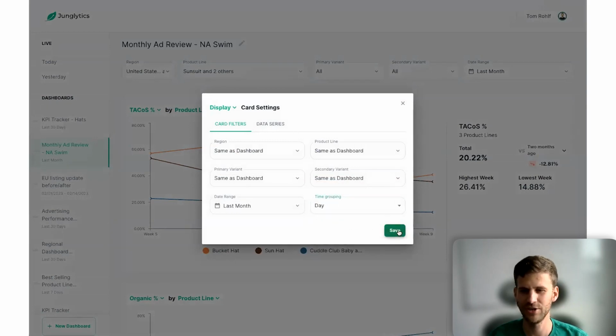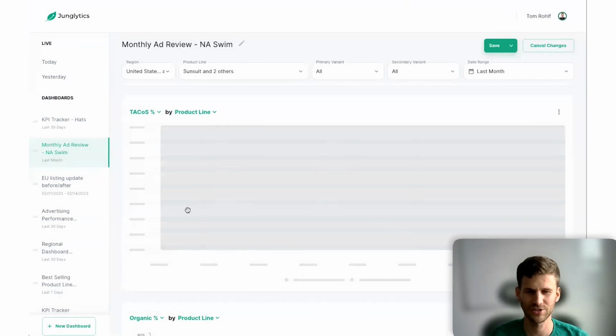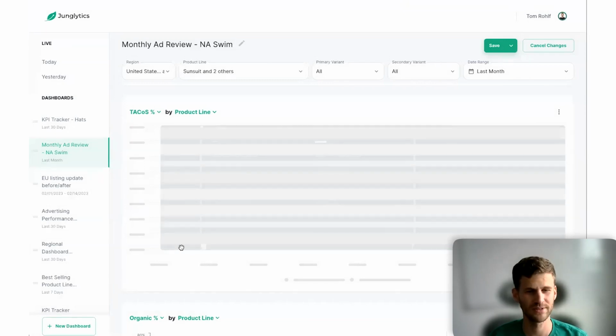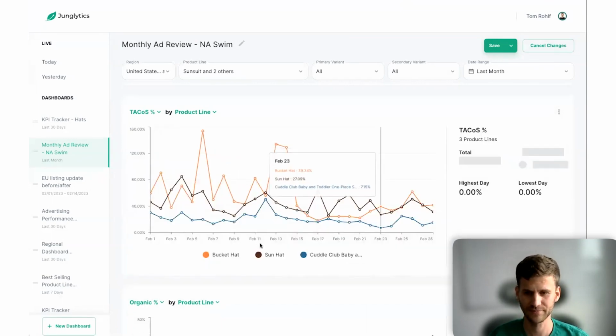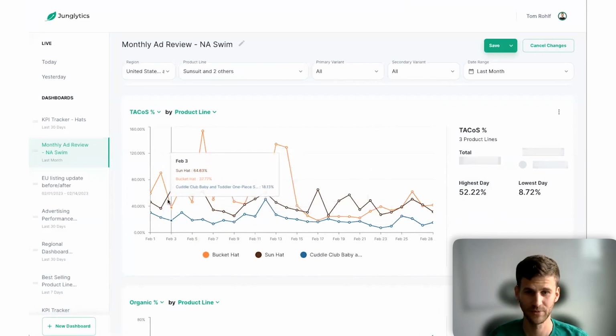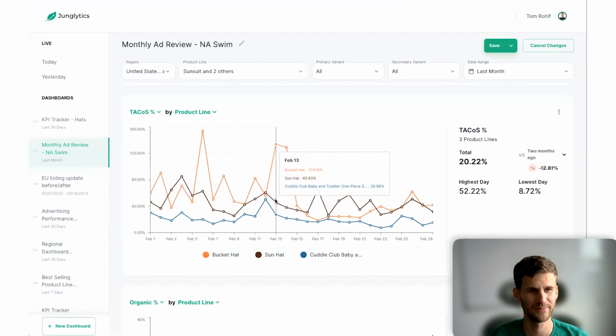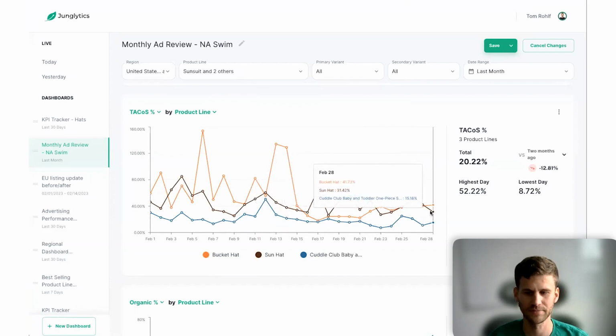You can see that when we want to change how the data is grouped on the x-axis, it's as easy as going into settings and changing the time grouping from week to day. Now we can see, with a TACoS number, that number is going to jump all over the place, of course, because it's somewhat inconsistent day to day. But now we can see how those trends are changing over time on a more granular level.